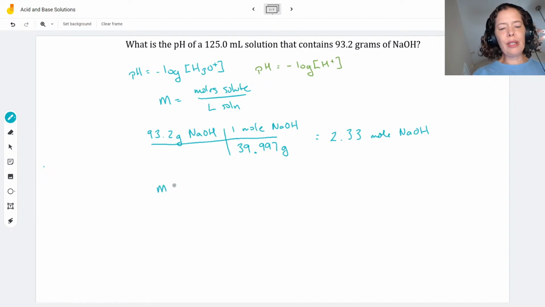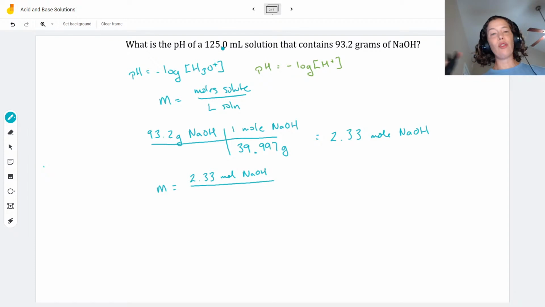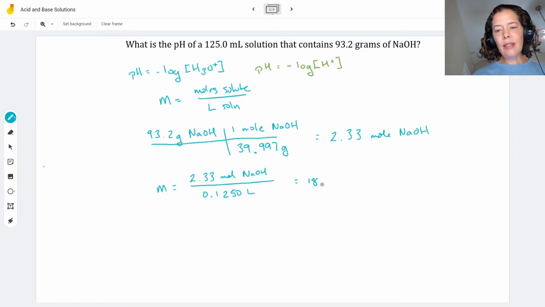So if I'm going to plug into molarity, I have my 2.33 moles of sodium hydroxide, and that is over my liters of solution. So I'm just going to take my 125 milliliters. Of course, it's a simple divide by 1,000, and that will give you your liters. So that's 0.125 liters of solution. And this will give me my concentration, and that is 18.6. Again, that is molarity.